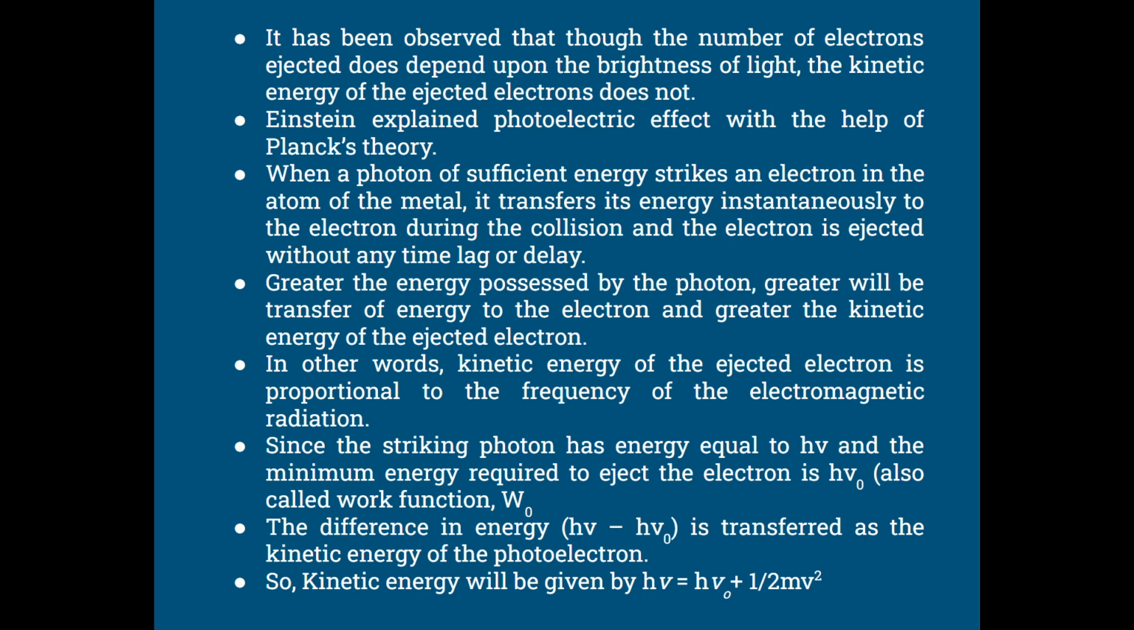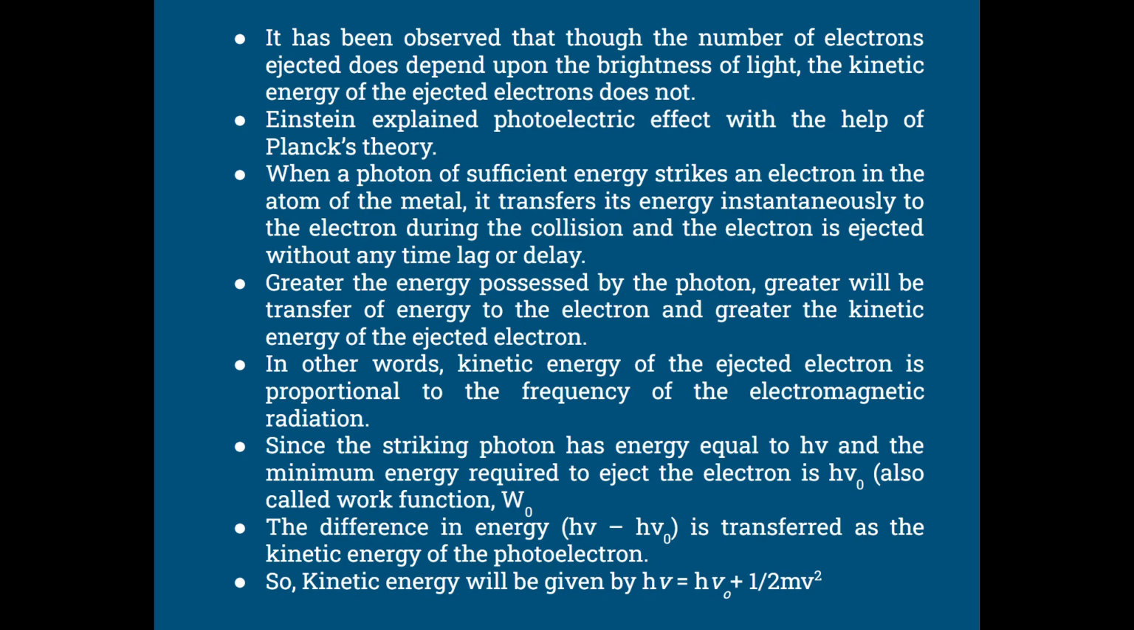So what Einstein said was that, for example, a photon is approaching the electron on the metal surface. As soon as it approaches, the electron will be ejected simultaneously, and the energy transfer will take place. Now, how will that energy transfer take place? Let's see that. The photon's energy is h mu. When it strikes the electron, the electron requires the work function, that is h mu naught. So, for now, h mu is equal to h mu naught.